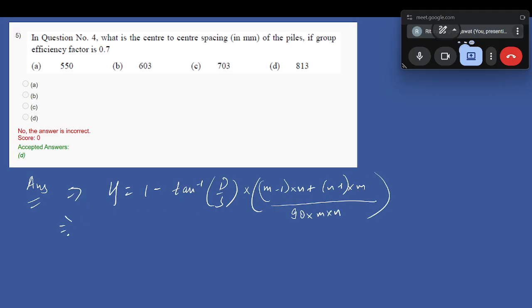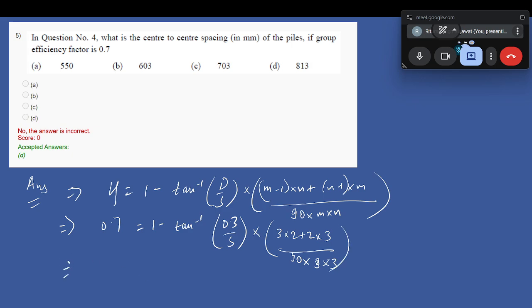divided by 90 into mn, right? So we know eta is 0.7. This is 1 minus tan inverse of d by s, where d is 0.3 and spacing you need to evaluate. Then again, (3 into 2 plus 2 into 3), divided by 90 into 3 into 3. So that you can also calculate.